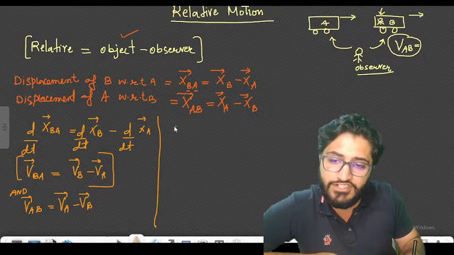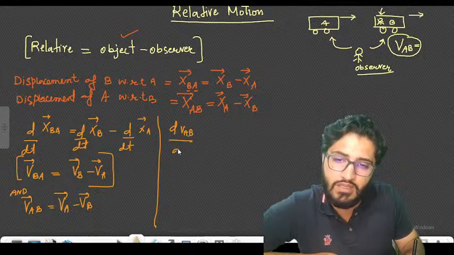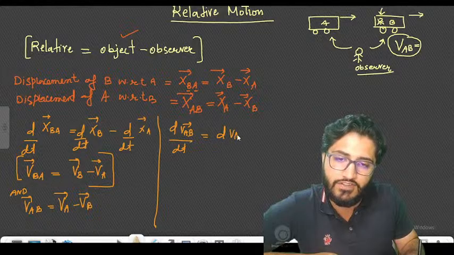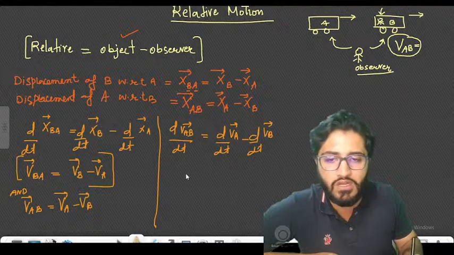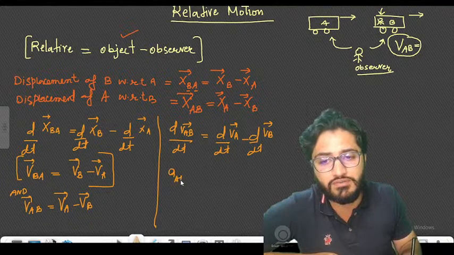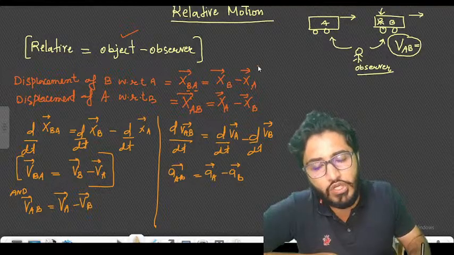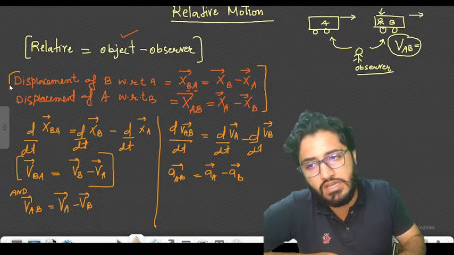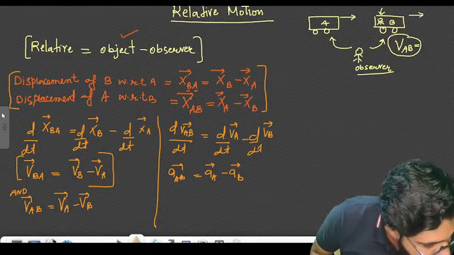One more thing, if you differentiate VAB, you will get differentiation of VA with respect to dt minus differentiation of VB. Differentiation will give you acceleration. Simple thing, you need to remember only these two things, and everything else will be the same.